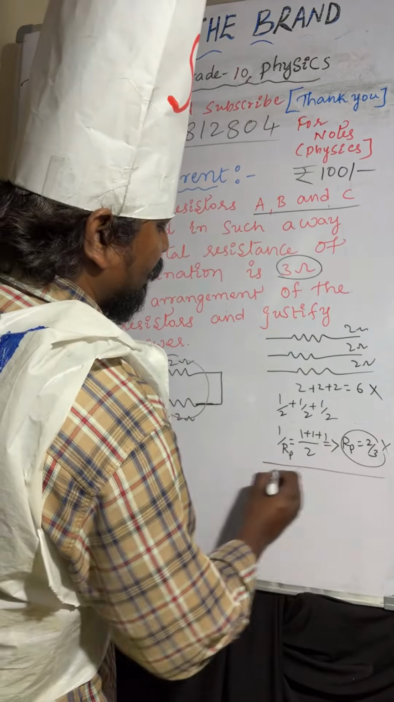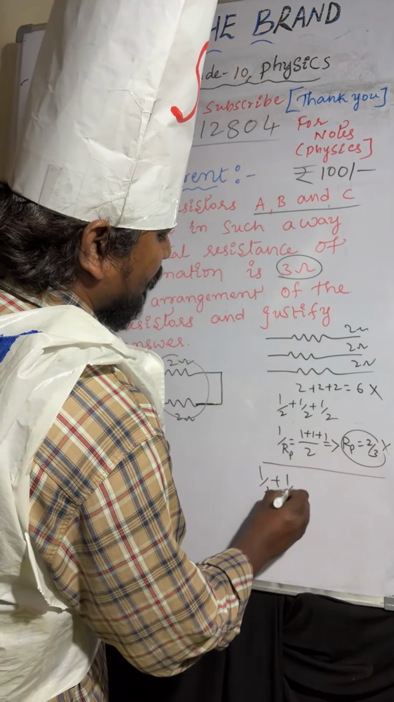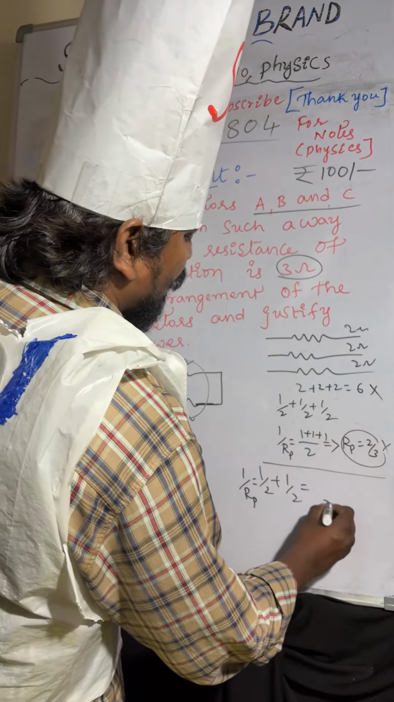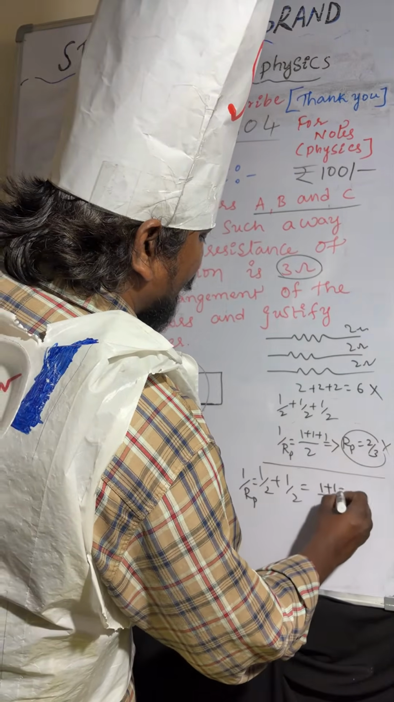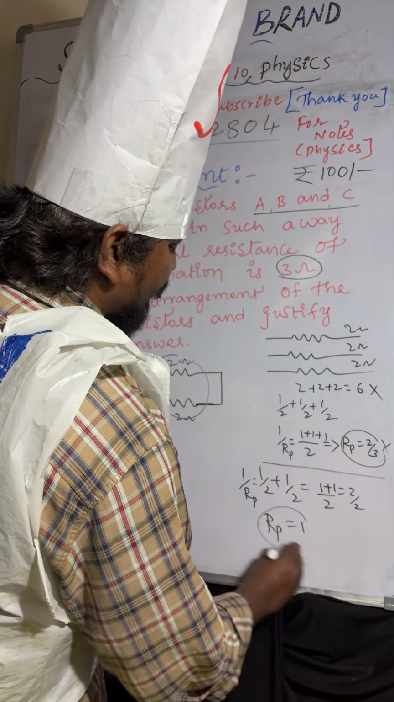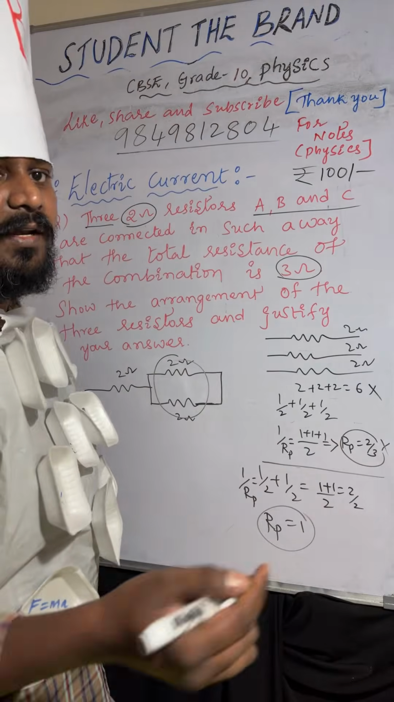So 1 by 2 plus 1 by 2, that is 1 by Rp. Then 2 by 2 is nothing but 1, so Rp equal to 1. So the resultant combination you are getting is 1 ohm.